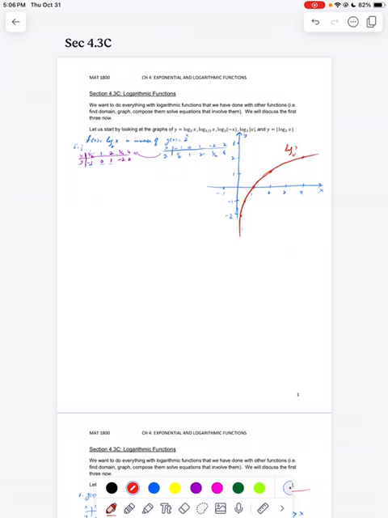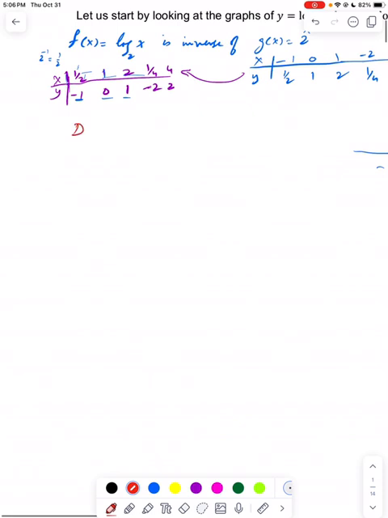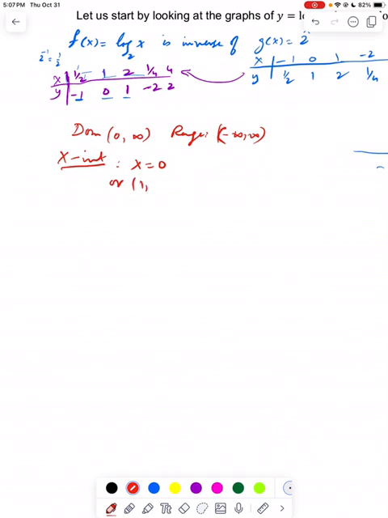So let's write the domain here. You can see the domain is 0 to infinity, and the range is minus infinity to infinity. And there is no x-intercept other than x equal to 1, so you can say the point 1, 0. And then we have the vertical asymptote. In this case, it is the y-axis, so x is equal to 0 is the asymptote for this function.